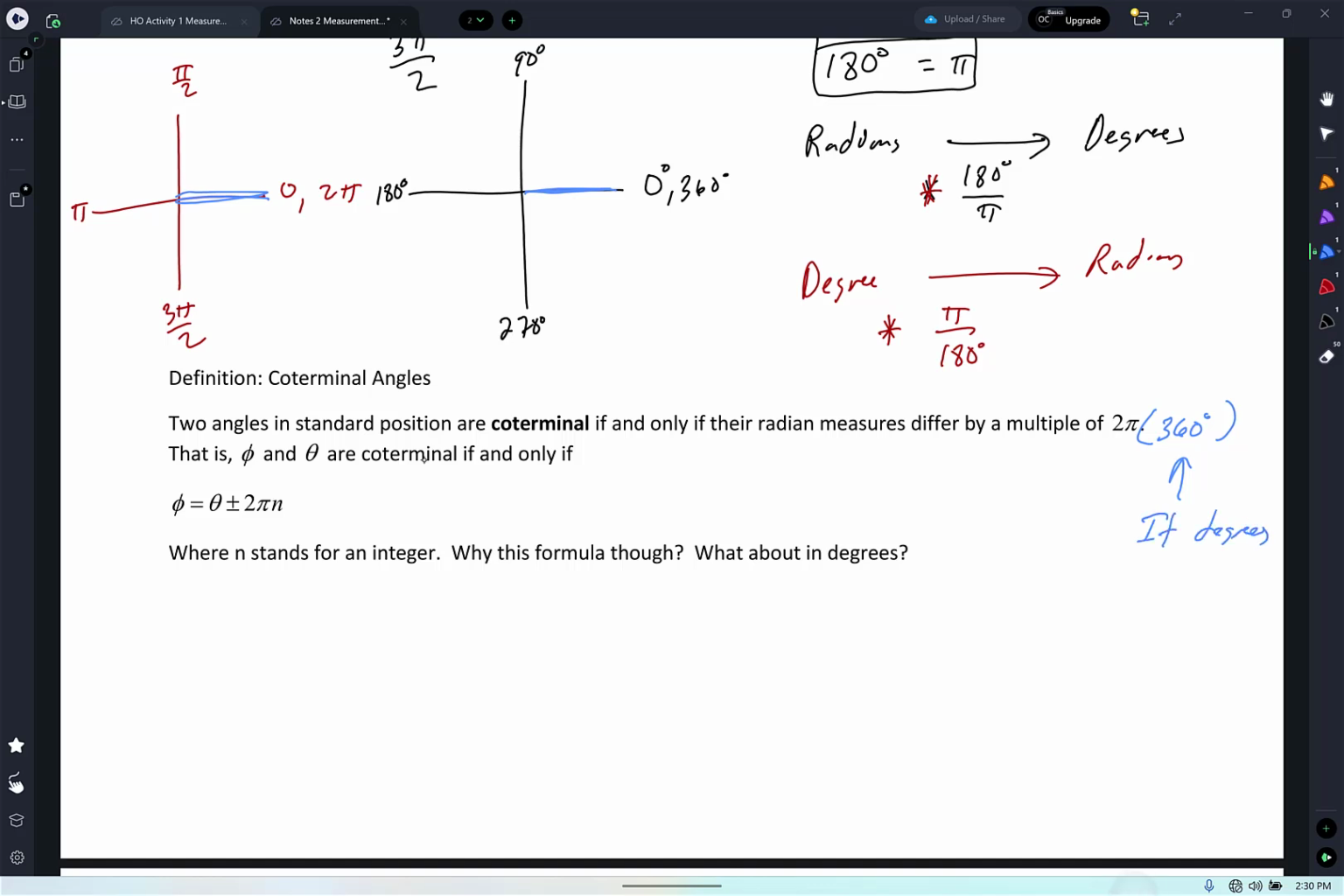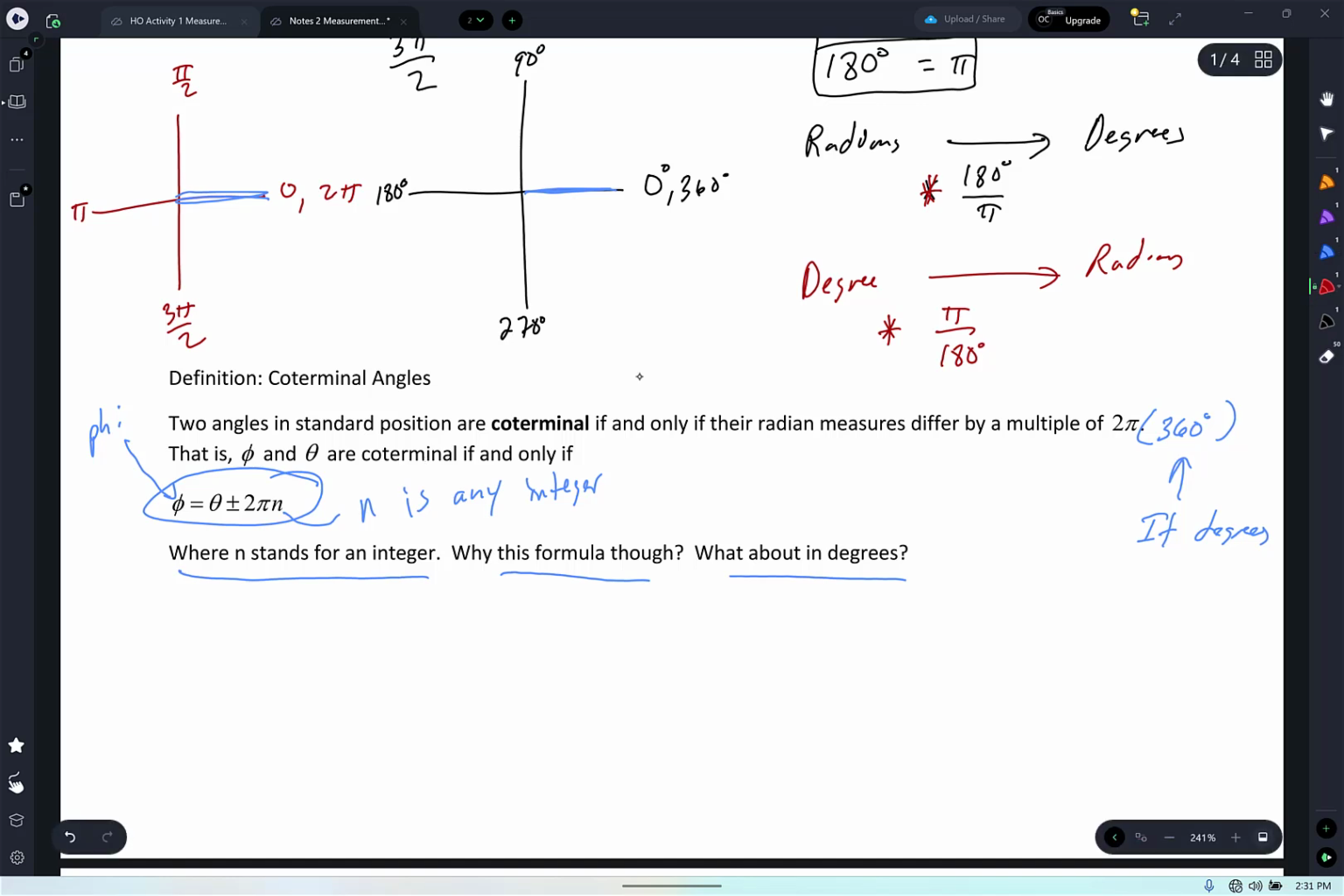What does all this mean, Chop? I don't understand. By the way, this is called phi, right? Phi equals theta plus or minus 2 pi n, where n is any integer. Okay, why this formula? What about in degrees? Okay, let's talk about it.